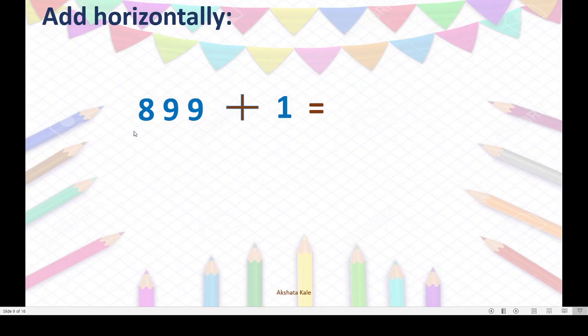Take a different one. Now here what is there? 899. This is a 3-digit number plus a single digit number. How we will add now? Here this is the unit place, tens place and hundreds place. What about this one? Single digit means it is in the unit place. For this, first we will add 9 plus 1, that is 10, isn't it? So what we will do? We will write 0 here, correct, in the unit place, and 1 is carried over to the tens place.